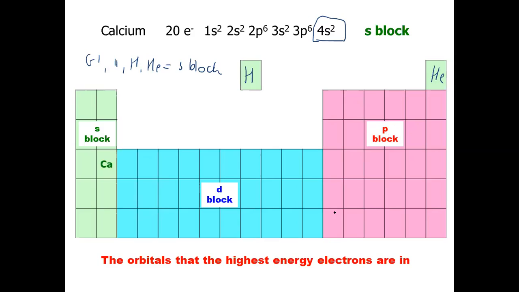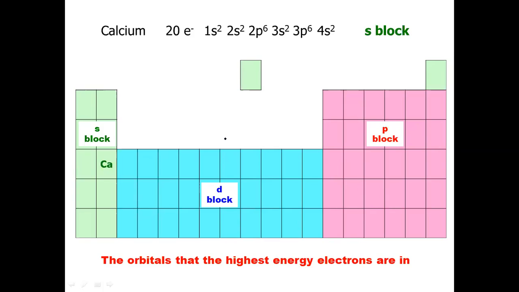And P block is all the elements in here. It's a common question. They could ask you, explain why calcium is considered to be an S block element. Then you need to say that calcium's orbital that has the highest energy electrons in is an S orbital, 4s orbital. That means calcium is an S block element.